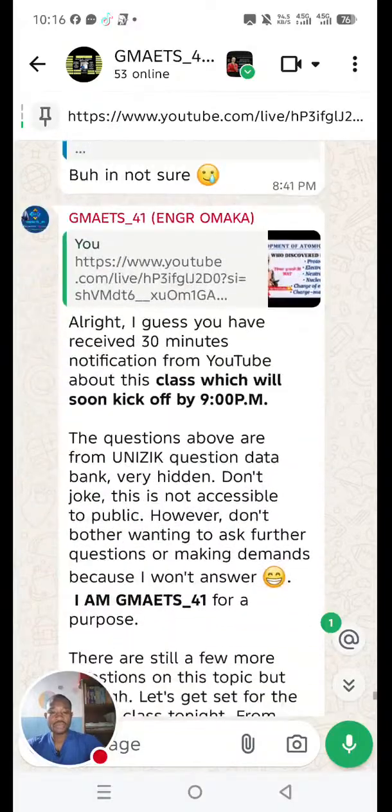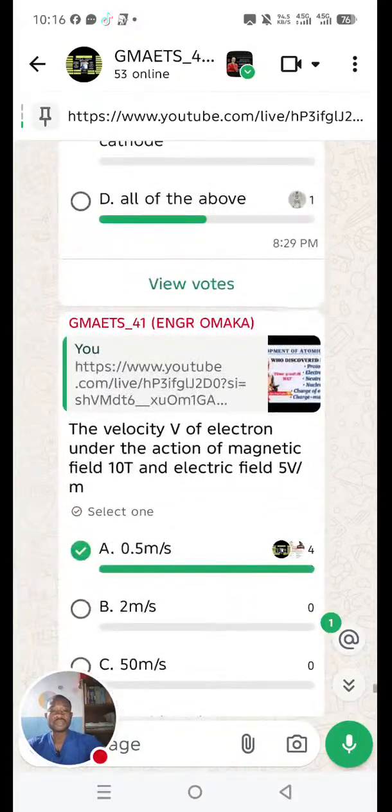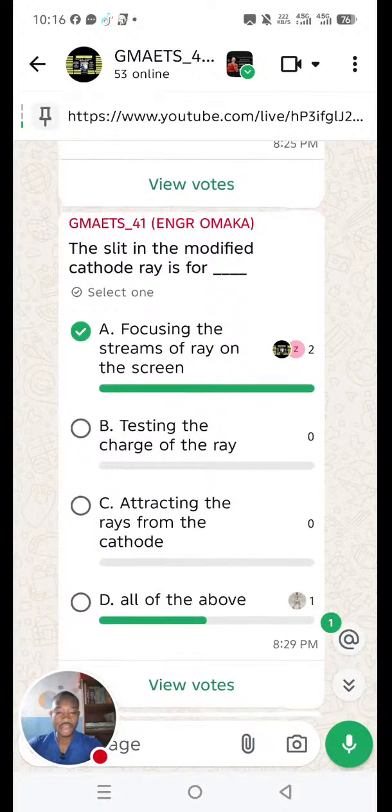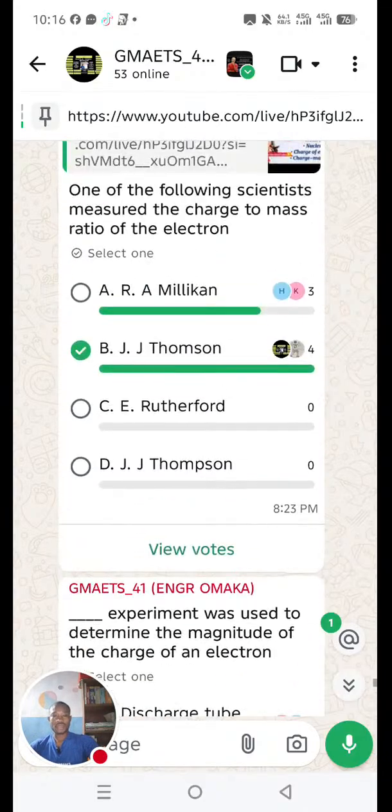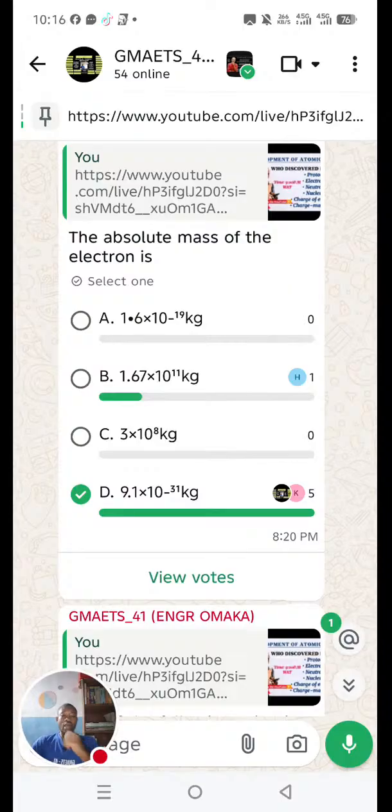And of course, this is how we've come to the end of this class. I hope that those of you that connected have learned something good. At least you've been directed to areas of likely exam questions on this topic. I am going to hold a class where I will solve more questions on charge to mass ratio and velocity of an electron in a field, okay? I'm going to release a short video on that.